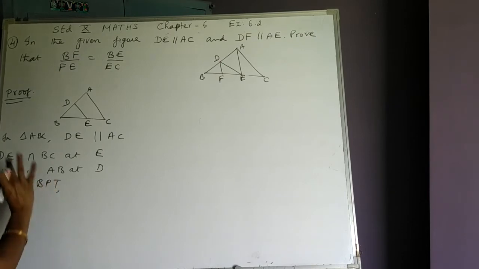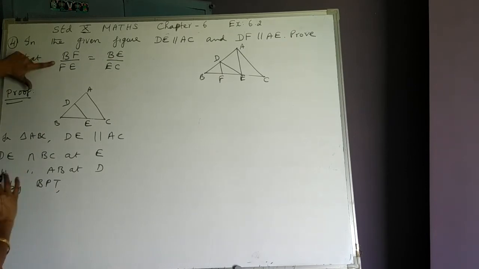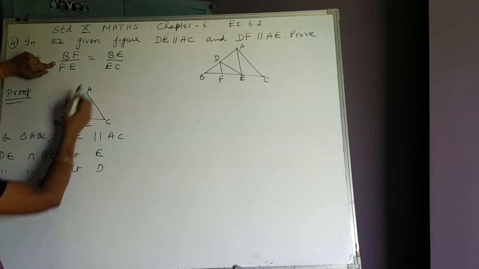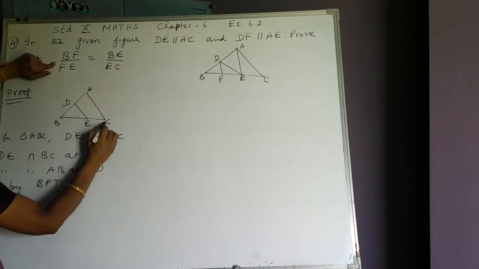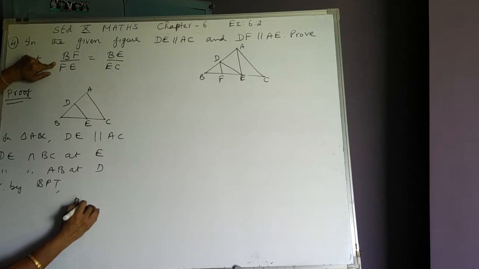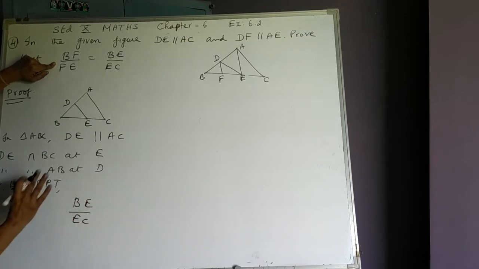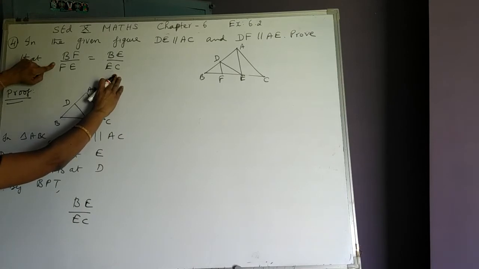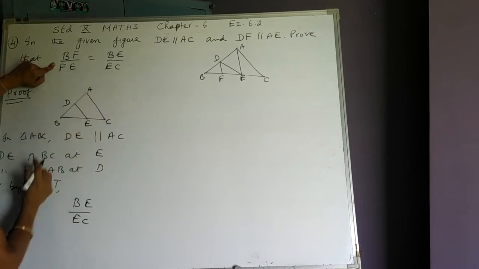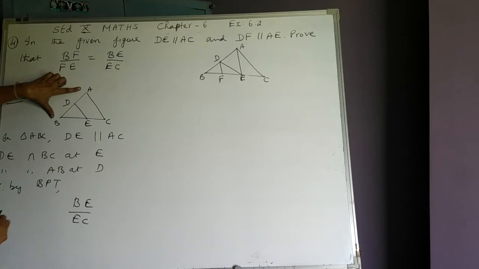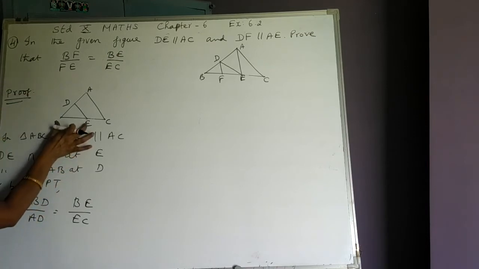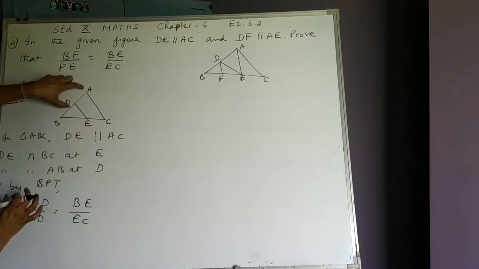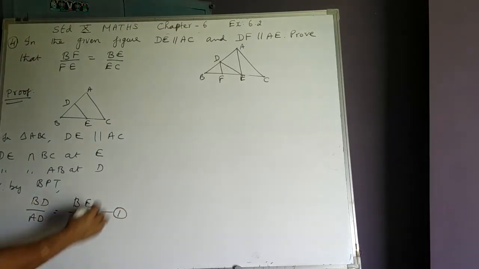According to BPT, we know three results. Which result should be used? For that, we are referring to the question. What is required? We want BE and EC, BE upon EC we want. So I am going to take that particular result only. So the hint is given in the question itself. Among the three, what should be taken? So BE upon EC, if I take the other side, what should be taken? BD upon AD. Hope you understood. BE upon EC is equal to BD upon AD. This is the first result.